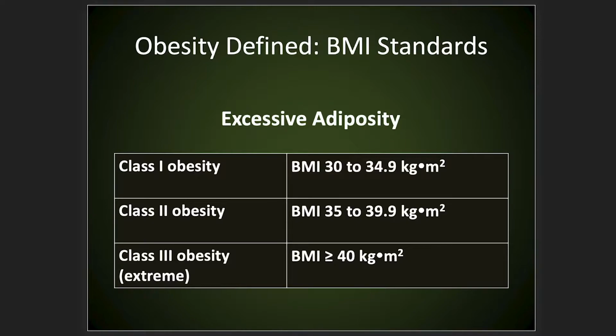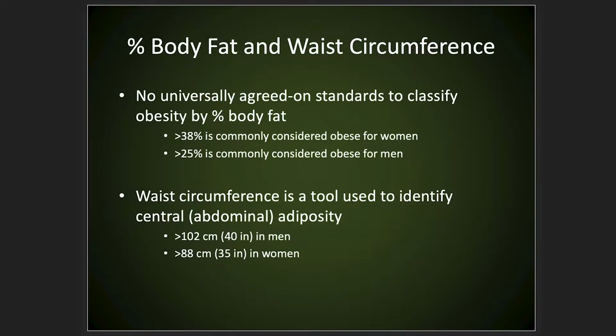So obese class 1 is 30 to 34.9. Obese class 2, 35 to 39.9. Anything over 40 BMI is considered class 3 obesity or extreme obesity. Another way of saying it is morbidly obese, meaning that it is likely to cause other diseases and potentially even death. Percentage of body fat and waist circumference.